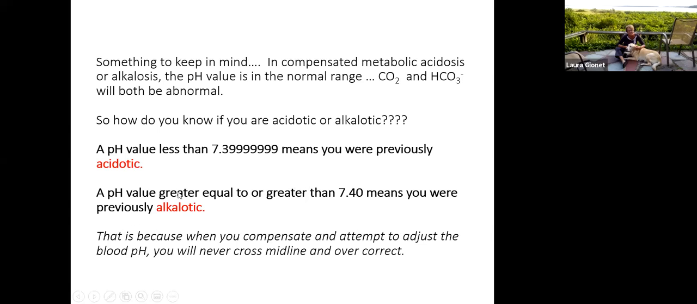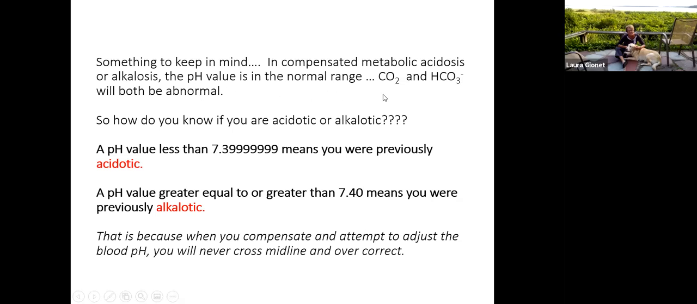All right, so something to keep in mind when it comes to compensated metabolic acidosis. And again, we're really going to talk about this if you come to the acid-base balance. But for those people who want to know, I believe your questions and the quizzes and the exams for this material are going to keep you in just identifying an uncompensated state where you have pH out of range and bicarbonate or carbon dioxide out of range. But let's say you want to know a little bit more.